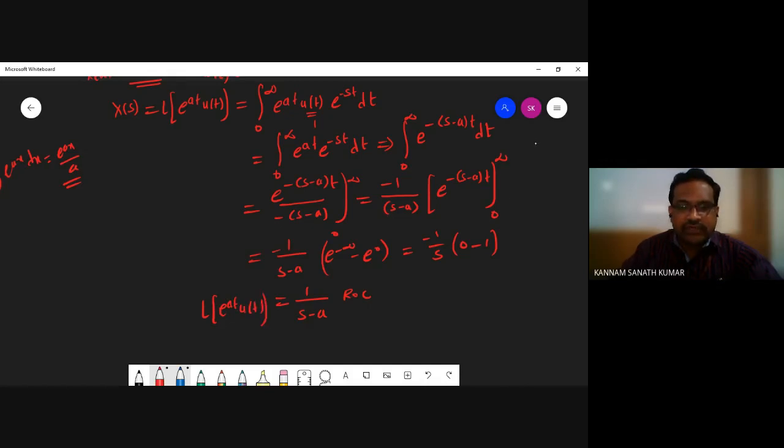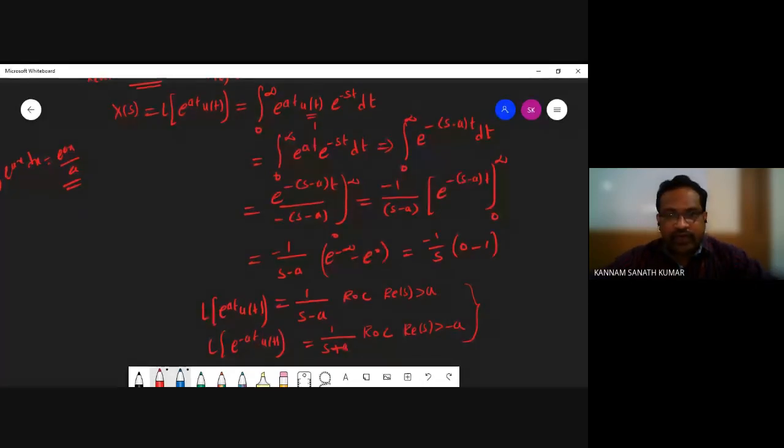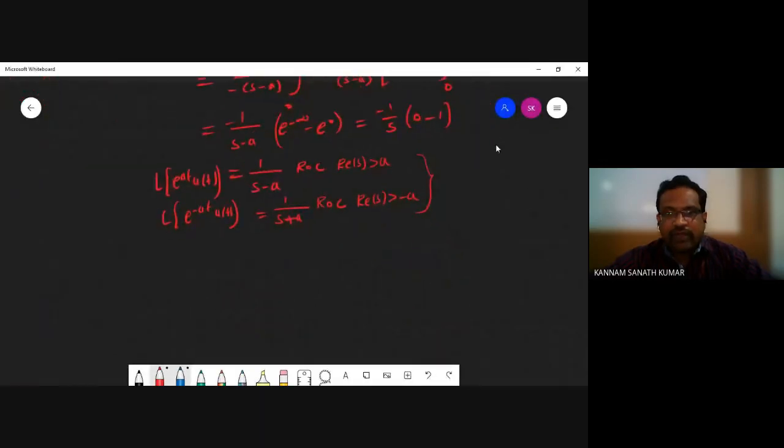Okay. So what is ROC? Real part of s is greater than a. Then only the given Laplace transform exists. Okay. Similarly, Laplace transform of e power minus at u of t equal to what? 1 by s plus a. What is ROC? ROC is real part of s greater than minus a. Okay. These signals you need to remember. So real exponential e power at u of t is 1 by s minus a, and e power minus at into u of t is 1 by s plus a.